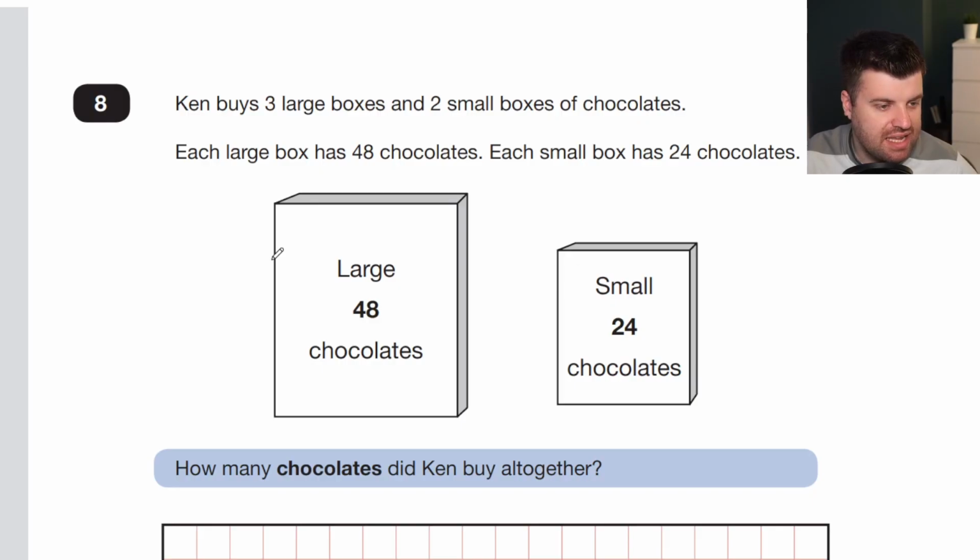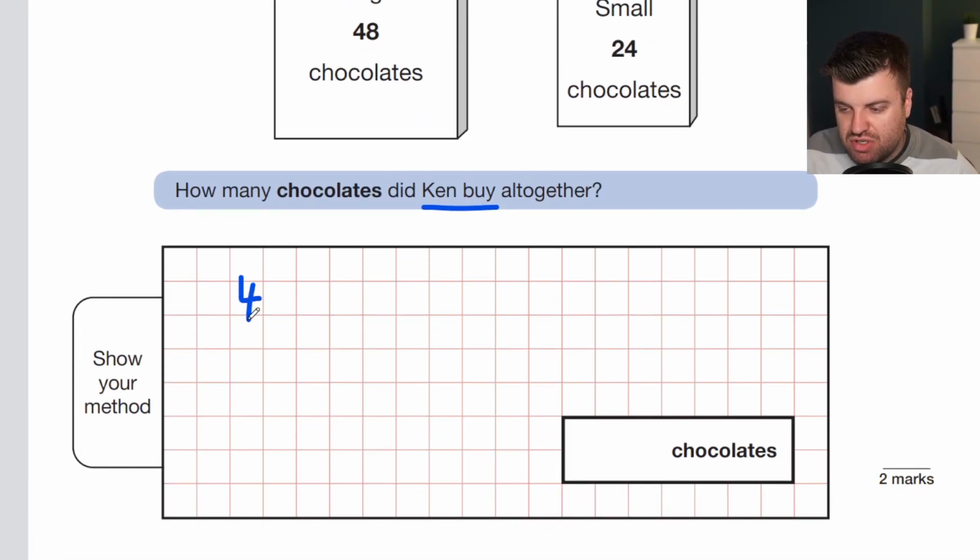Next question, question 8. Ken buys 3 large boxes and 2 small boxes of chocolate. Each large box has 48. Each small box has 24. How many chocolates did Ken buy altogether? Let's start with the large boxes. He bought 3 of them. So there's 48, and you must show your working when you see this.